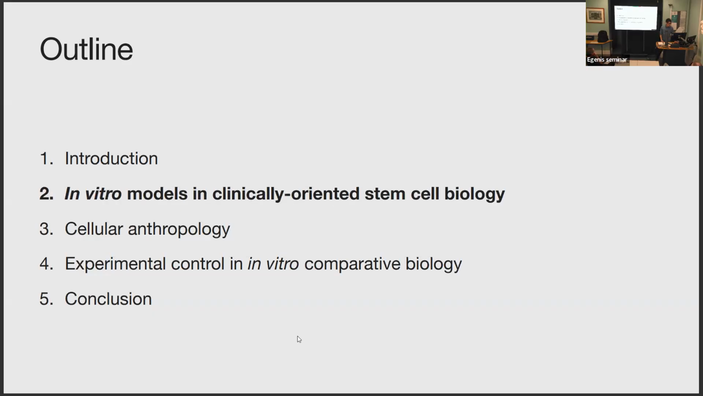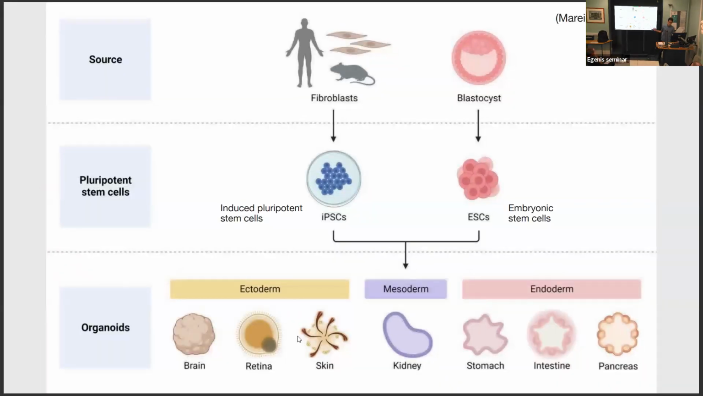Okay, so let's move on. In vitro models in clinically oriented stem cell biology first. Just to give you background information, there are many different types of stem cell, many different types of in vitro models, but I'm going to focus on pluripotent stem cell lines. Pluripotent stem cells can generate more pluripotent stem cells and also generate more differentiated cells, which eventually become various cell types. So basically, pluripotent stem cells can produce all cell types that constitute an organism.